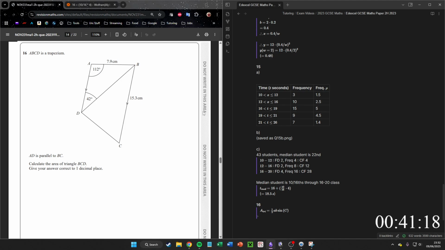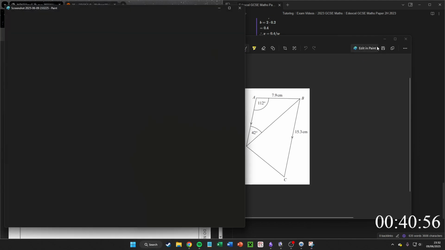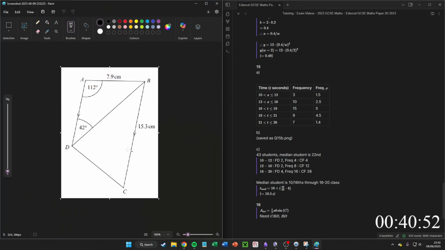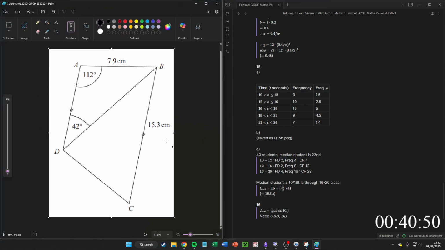So, for example, that sets me up. If I can find this side length and this angle, then I've got it, right? So I need the angle CBD, and I need the side BD. I need those two dimensions. So we can start working on that, can't we? I'll zoom in. Okay, so we can immediately work out this angle.